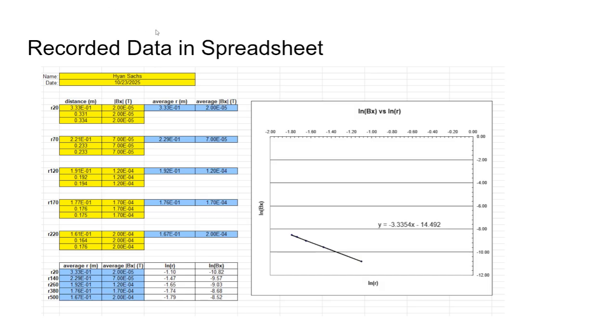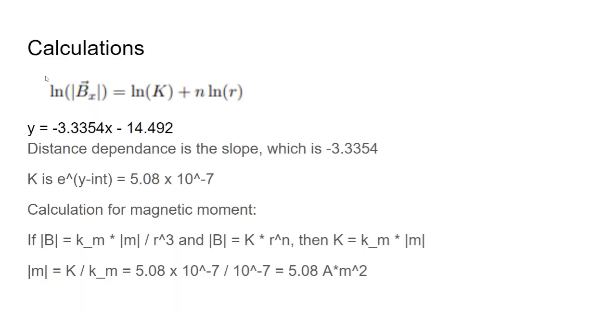Here's our recorded data. Here's our data graphed by natural log of distance and natural log of the x-component of the magnetic field. And then from that data, we were able to establish a linear relationship. We found that the distance dependence was the slope, which is about -3. And then k is going to be e to the y-intercept, which is going to come out to be about 5 times 10 to the -7. And then here's our calculation for the magnetic moment, which came out to be about 5 amps times meters squared.